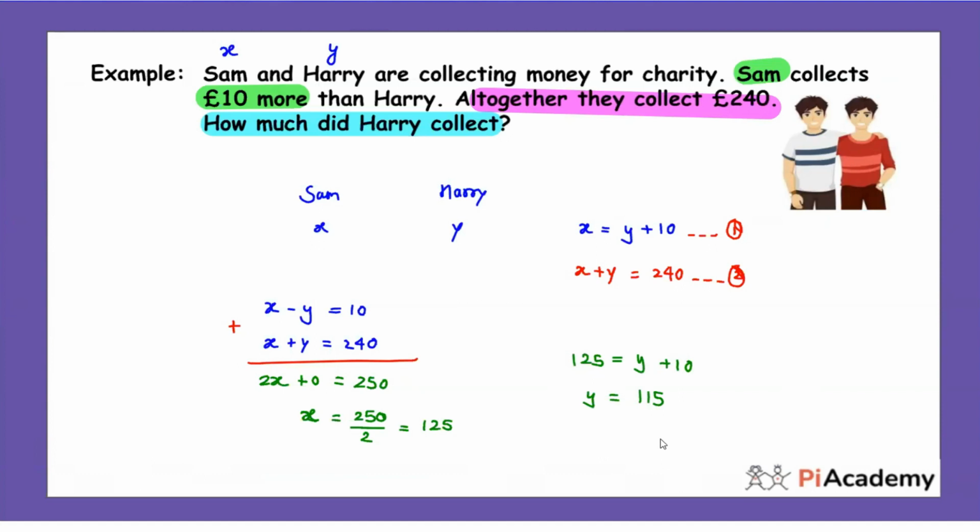We have solved all this by using the elimination method and all the steps already discussed. Step number one, use elimination to eliminate one of the variables. So we have eliminated Y. Step number two, find the value of one variable. So we have calculated the value of X. Step number three, substitute that value to find the other value. So we got Y as well. And step number four, clearly state your answer. So we can answer the question: how much did Harry collect? The answer for that is £115.